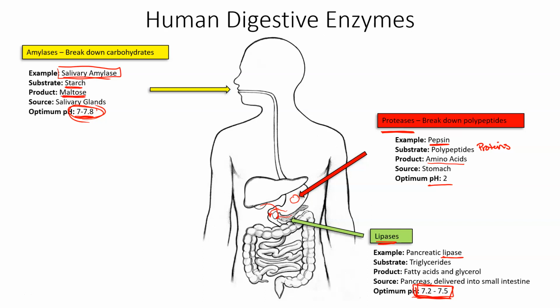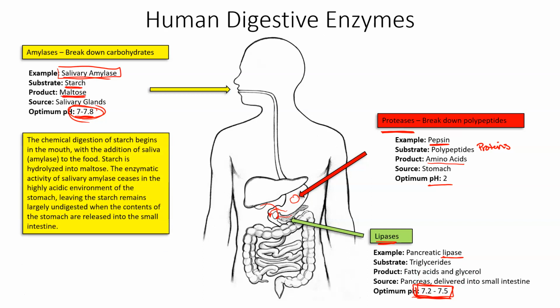Okay, so these are just three different examples, all three, the mouth, the stomach, and the pancreas, that all have three different optimal temperatures. They're all going to secrete different amounts of enzymes. They're going to secrete different types of enzymes, all of which have different roles.